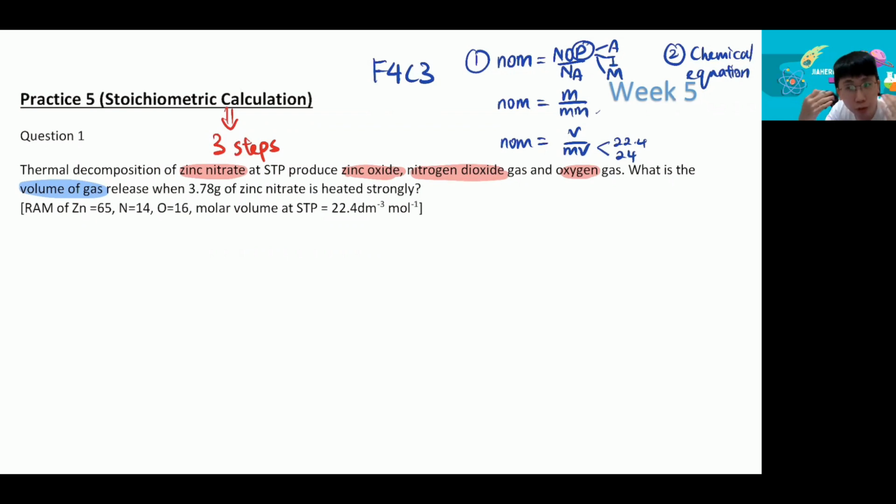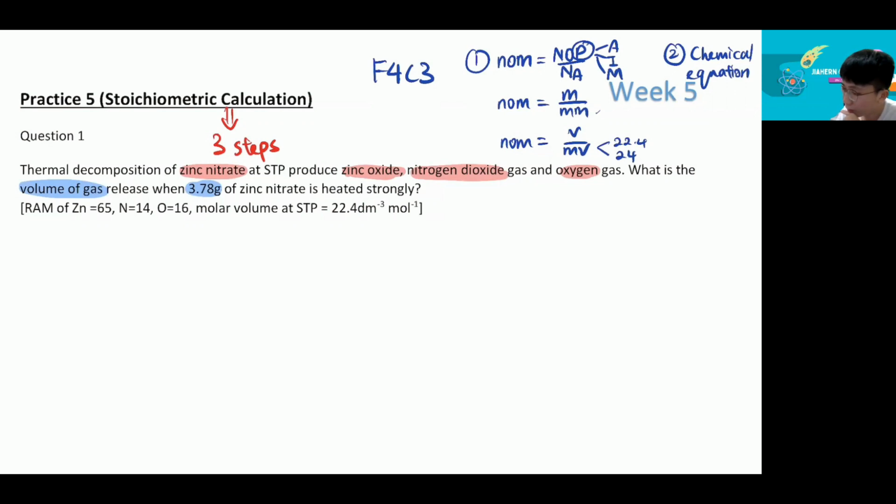Now, if you continue reading, you see the volume of gas released when 3.78 gram of zinc nitrate is heated strongly. It means what they gave you is 3.78 gram of zinc nitrate, and then they ask you to find the volume of gas. Before I really start the question, you should know how to write a chemical equation. So let's try to write the chemical equation here.